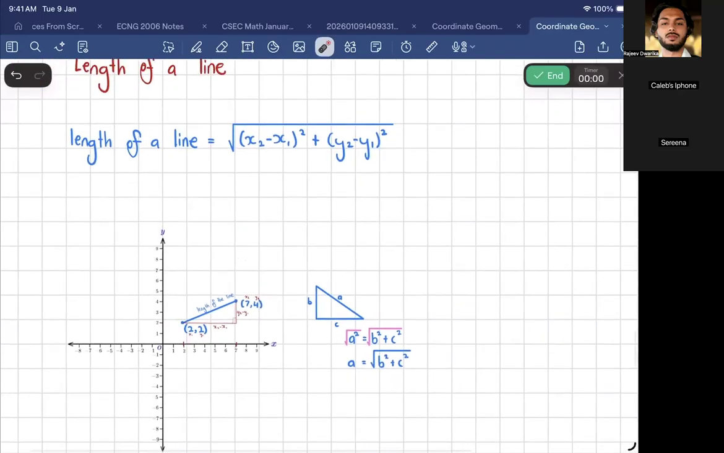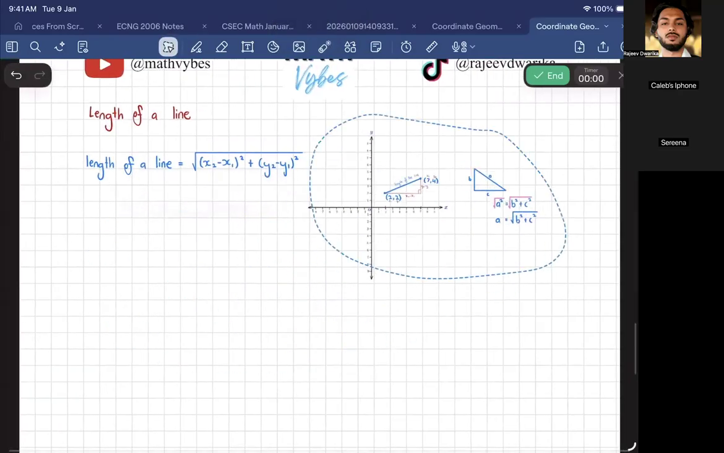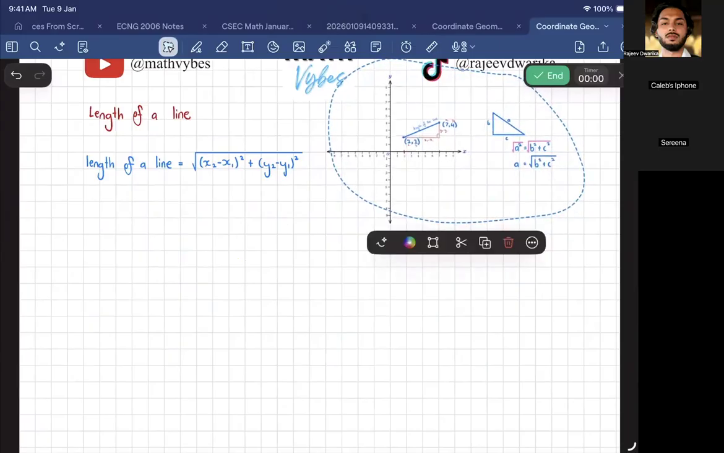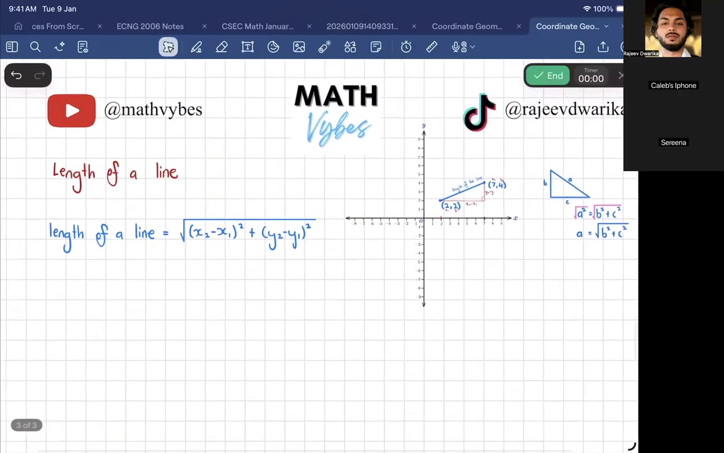So if I want to find the length of the line, it is just the square root of the B term squared plus the C term squared. Serena, can you see how it's a direct application of Pythagoras' theorem? Yes, sir. Great. And I've shown all of these things because if you forget it in the exam, you could derive it. It's not the end of the world. So take a screenshot of this.